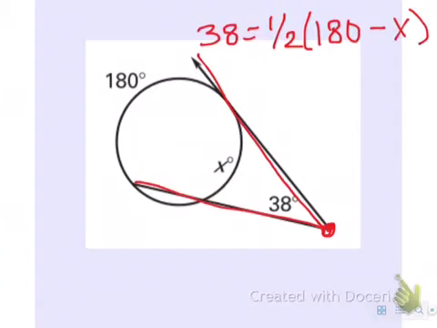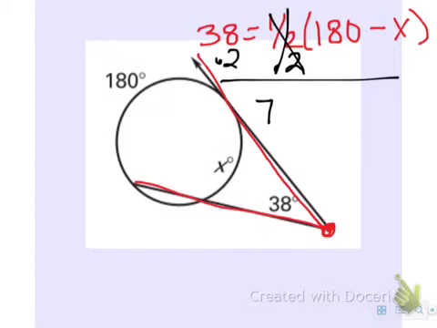Again, to me, it's easier if you get rid of the fraction first. So to get rid of the 1/2, I'm going to multiply both sides by 2. Half of 2 is 1, so those cancel. 38 times 2 is 76, equals 180 minus x. And if I solve for x, I need to subtract 180 from both sides.